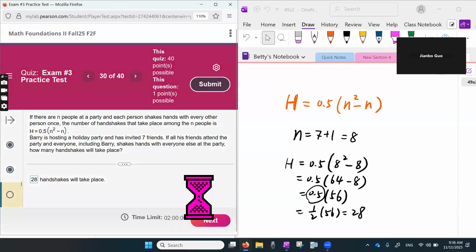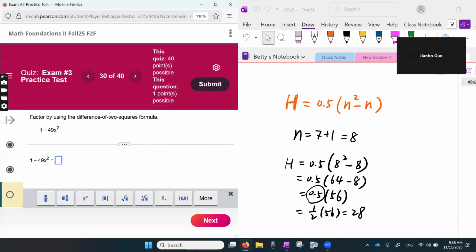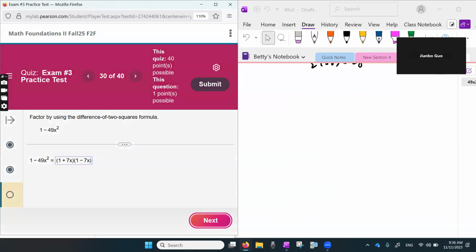Question number 30. Factor using the difference of two squares formula. Okay, since the problem tells us it is a difference of two squares, all we need to do is find the two bases, right? The two bases are 1 and 7x. So 1 plus 7x times 1 minus 7x. Double check. Correct. Next.